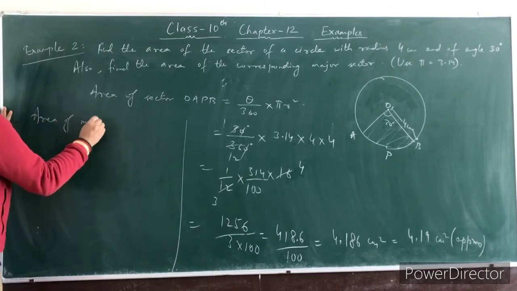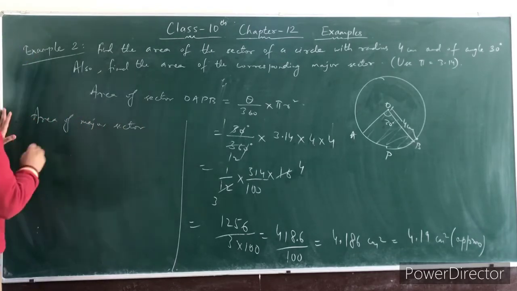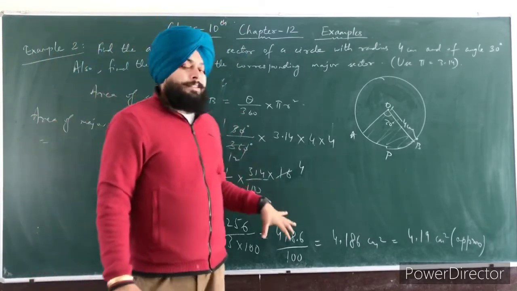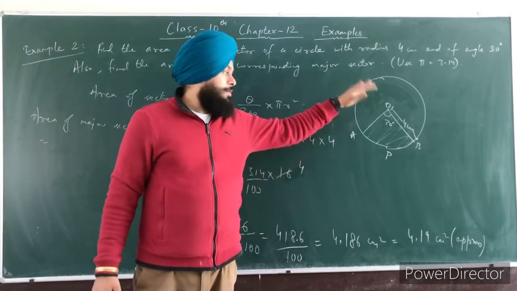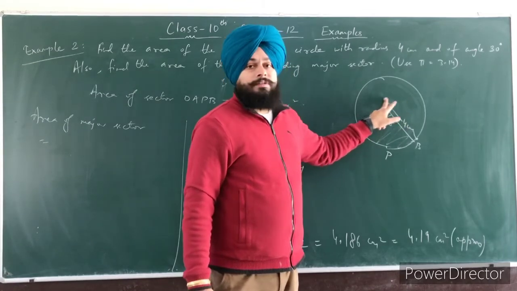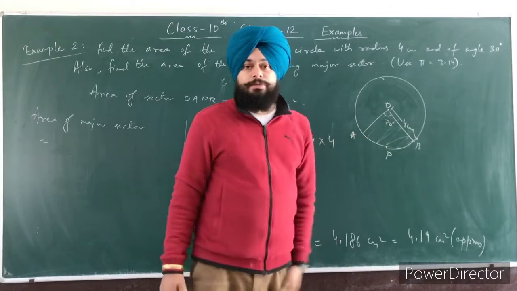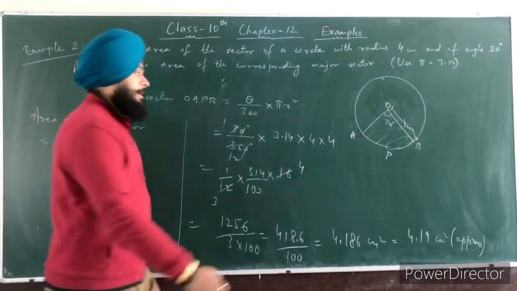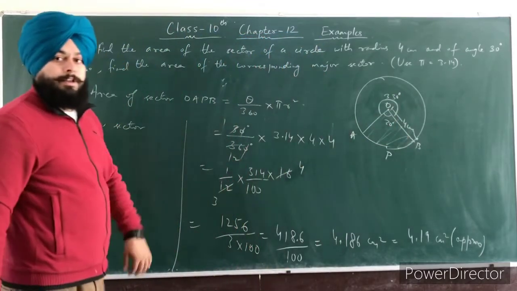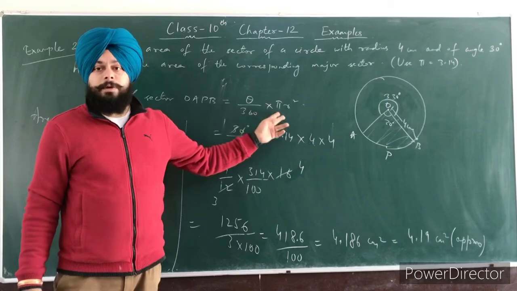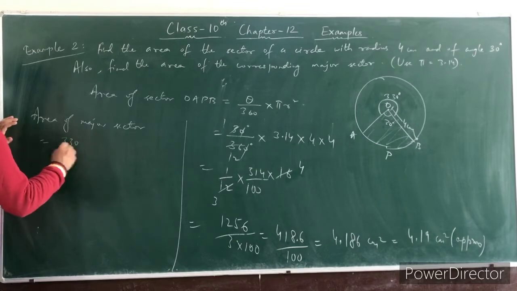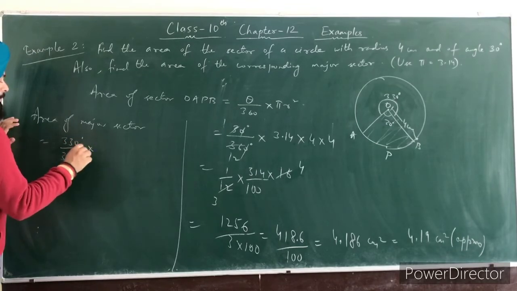Alright. So the area of the major sector. What is the formula? You can subtract the area of the minor sector from the area of the whole circle, or you can find the remaining angle of this major sector. It is 360 minus 30. How much? 360 minus 30 is 330. It means the corresponding theta of this major sector is 330 degrees. Then you again use this formula theta by 360 into pi r square to find the area of the major sector. So it is 330 over 360 into pi r square.